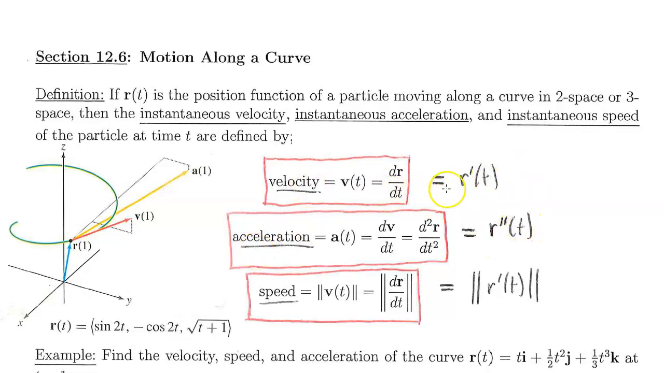Now notice the velocity is a vector. Okay, r of t was a vector valued function, so r prime of t will be a vector valued function. And if you plug in a particular t, then you're going to get a vector. So velocity is a vector, and same thing with acceleration. Now speed, though, is the magnitude of the velocity. Okay, so the speed is the magnitude of r prime. So the speed is really just a number. So that's the difference between velocity and speed. Velocity is a vector, speed is a number.